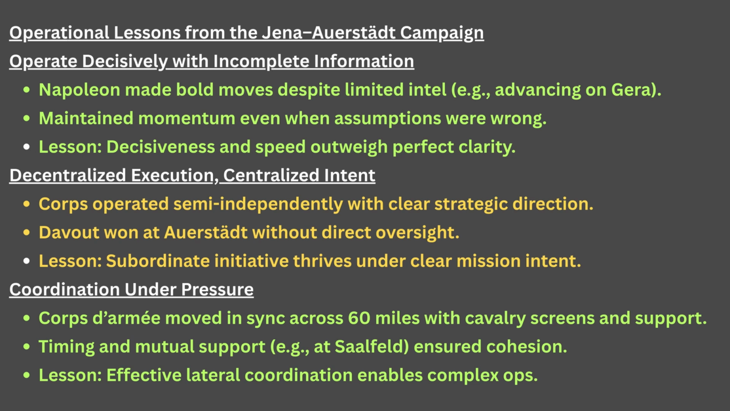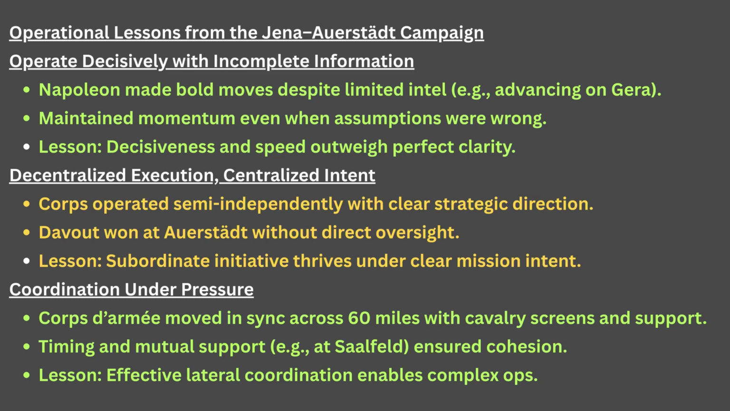3. Coordination under pressure. Despite being spread out across 60 miles, Napoleon's corps moved like a machine, using cavalry screens, messengers, and support units to stay in sync. At Saalfeld, for instance, the timing between corps allowed them to support each other smoothly. Lesson: even in chaotic campaigns, lateral coordination between moving units is the secret to keeping things cohesive.